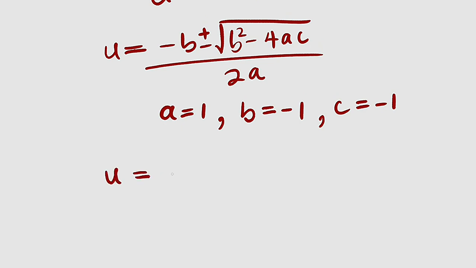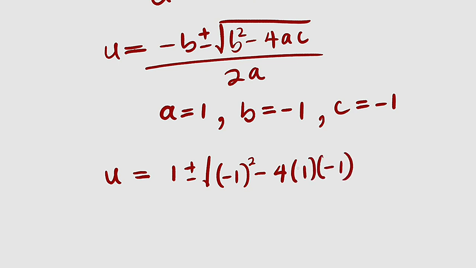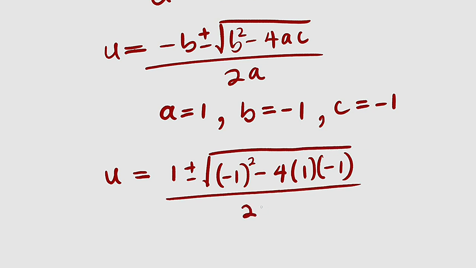Therefore u is equal to minus b, but b is already negative, so it becomes positive 1, plus or minus the square root of b squared, negative 1 all squared, minus 4 multiplied by a, which is 1, multiplied by c, which is negative 1, divided by 2a, but a is 1.